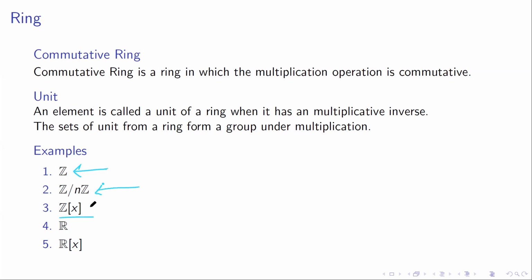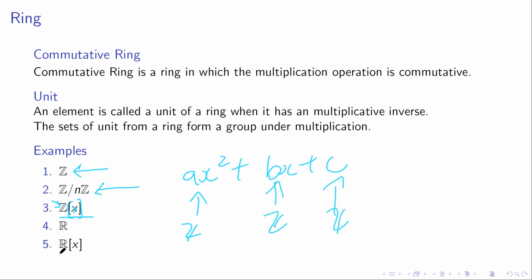This is the polynomial ring. This symbol we use basically means that we want a polynomial, and the coefficient is this front guy. Let's say we have ax squared plus bx plus c. This a must be an element in Z, b must be an element in Z, c must be an element in Z. Same thing for this symbol right here: every coefficient must be an element from that ring.